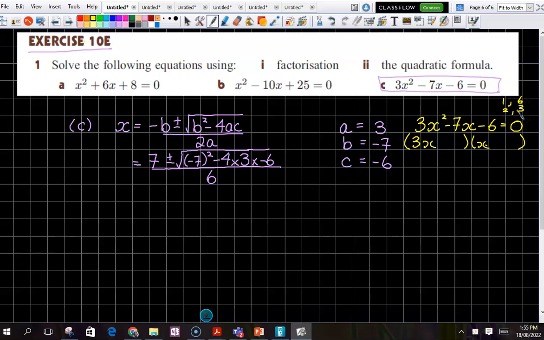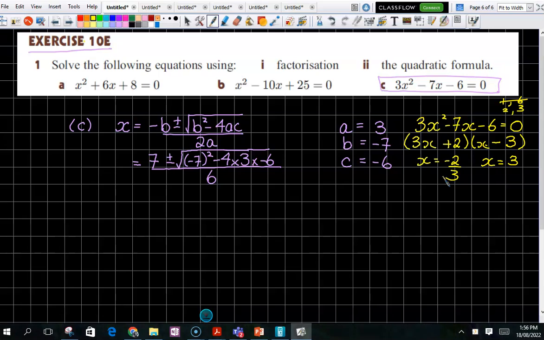Can I play with the 6 here? 3 6s are 18. Not going to happen. So, no. What about 6 here and 1 here? I'd get a 6x and a 3x. So that's not going to happen. So very quickly, you're out of the game. Any takers? 3 3s are 9. So minus plus 2 gives me the 7 that I want. Anyway, so I know my solutions should be 3 and negative 2 over 3.